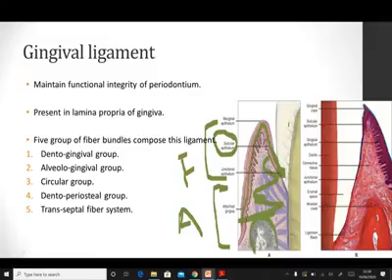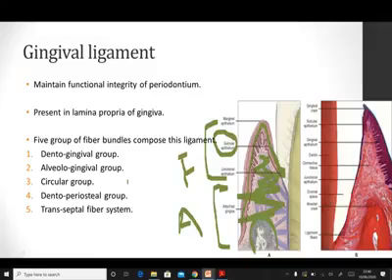So the gingival ligament is a group of fiber bundles made up of collagen that are not a part of the periodontal ligament, but they help maintain the integrity of the periodontal ligament, and they're present here in this lamina propria of the gingiva. And the lamina propria of the gingiva is basically the supporting connective tissue of the epithelium. बिल्कुल वैसे ही जैसे हर epithelium को connective tissue support कर रहा होता है, यहाँ gingiva में भी connective tissue epithelium को support कर रहा होता है, and it is called the lamina propria.